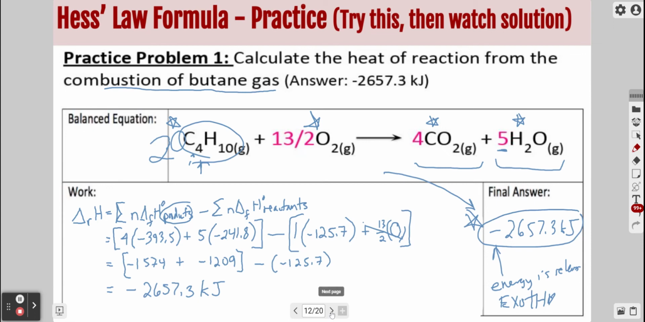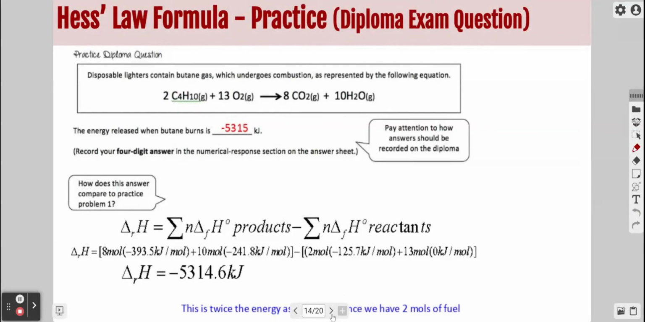And I believe that's the next question. Yes. So here we have a diploma question here. Here we have that same formula. Looks very similar. It's just balanced differently. So we have butane gas. We've got 2 moles of it. So everything's been doubled. So instead of that 13 over 2 fraction, we have just 13. Everything else is doubled. So they're asking the energy released when butane burns.